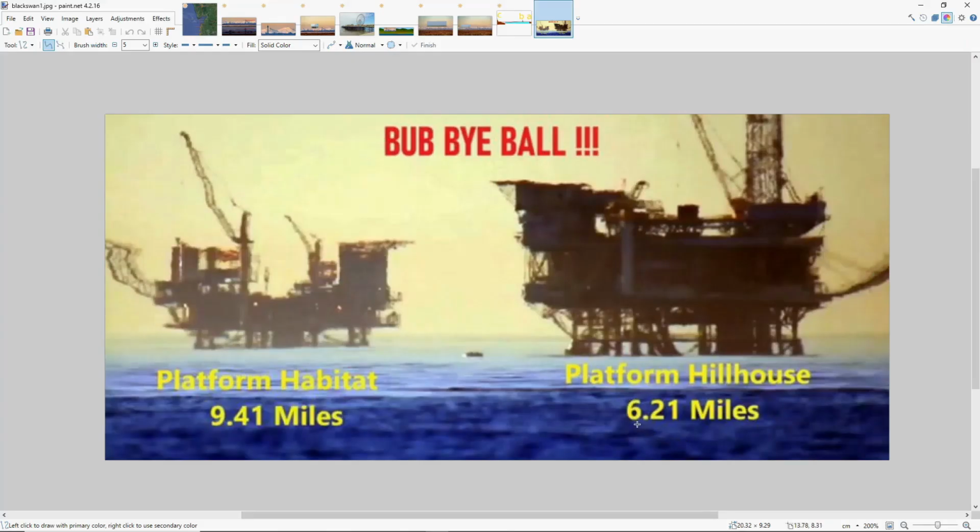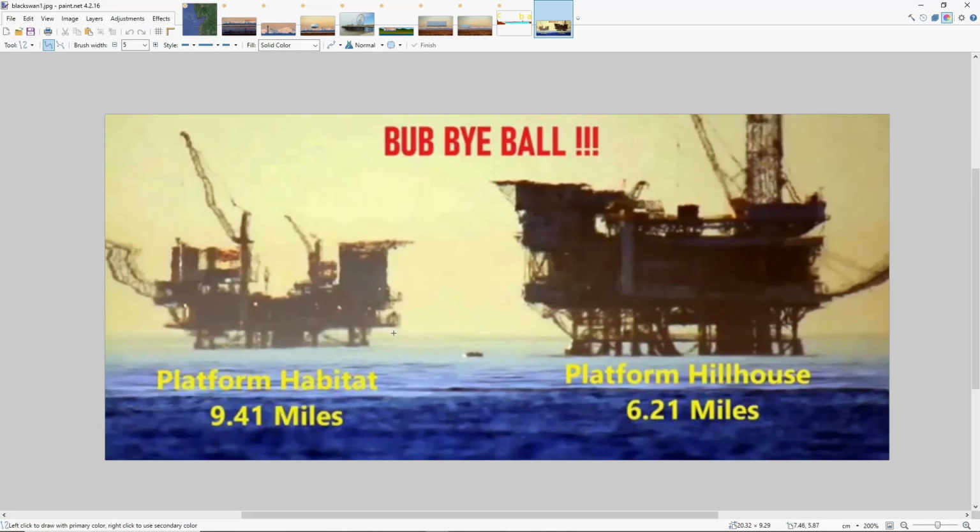Now let's look back at the Black Swan image, and what we see is that platform habitat is 9.4 miles away. Platform hill house is 6.21 miles away. My image, which is far clearer, far nicer, far better, has the water clearly far more visible beyond the 9.41 miles away. This had to be highlighted and contrasted to show you the horizon beyond platform habitat. And that is not as clear as my photography.